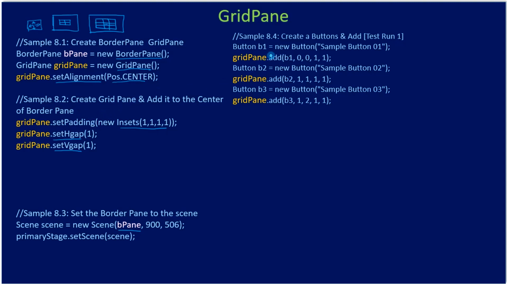But before that, if you see, here we are creating buttons, sample button 1, sample button 2, sample button 3. Like that we create 3 buttons. Then we make use of the add method.